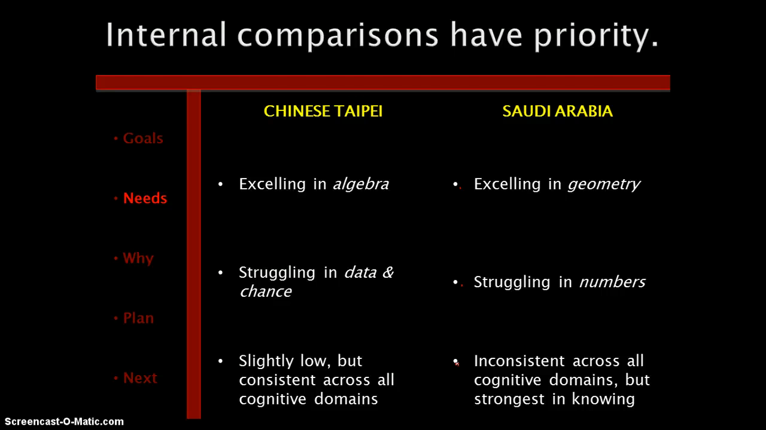Now, this is why internal comparisons have priority. Because look, these are different communities. Chinese Taipei, their strength really is in algebra. Saudi Arabia's strength is geometry. Chinese Taipei struggling in data and chance. Saudi Arabia struggling in numbers. Chinese Taipei is low across all the cognitive domains. Saudi Arabia is actually above their national average in knowing. So if we're looking across these countries, there are no real clear comparisons that we could be making.